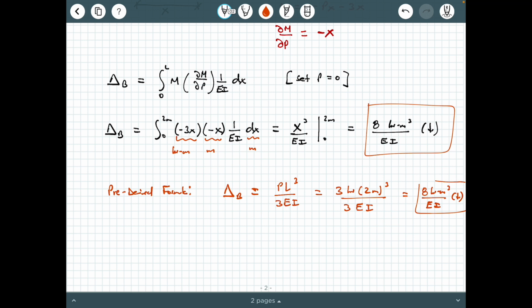So that's it. That concludes this example video of how to use Castigliano's method, and we double checked it with some pre-derived formulas to make sure we're getting consistent values.